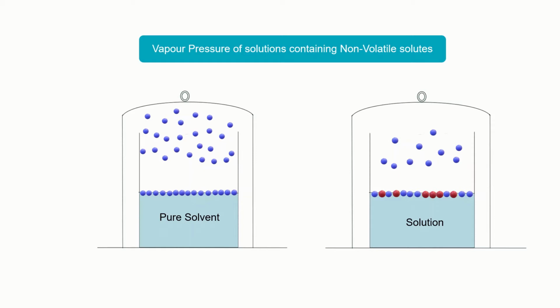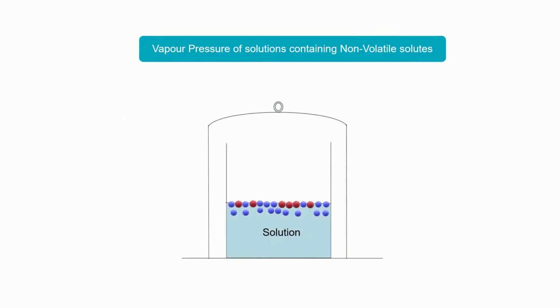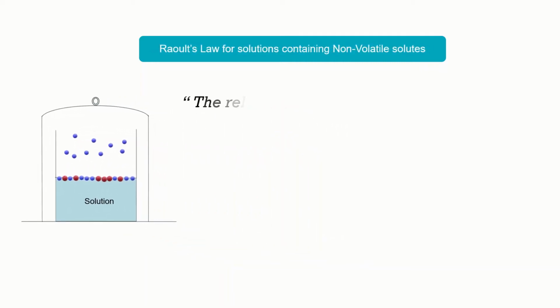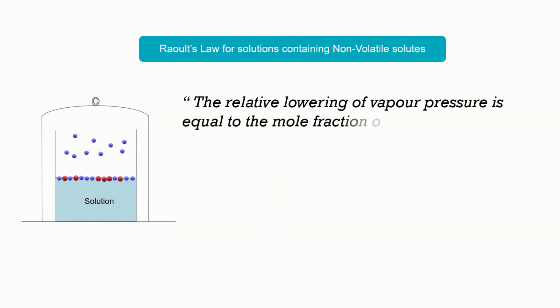This is because the fraction of the surface covered by the solvent molecules gets reduced, and as a result, the number of solvent molecules escaping the surface is correspondingly reduced. Thus, the vapor pressure is also reduced. Now, Raoult's law for a solution containing non-volatile solute can be stated as: the relative lowering of vapor pressure is equal to the mole fraction of the solute which is non-volatile.